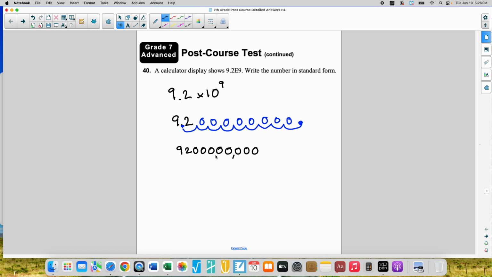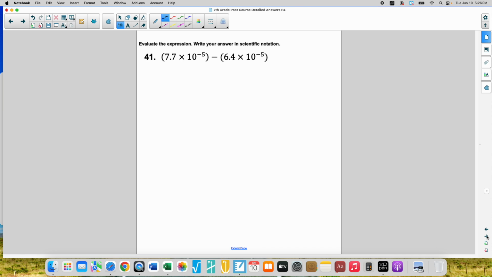And every 3 gets a comma. So that is going to be in standard form. That's written out form. So that is thousand, millions, billion. So that's 9,200,000,000 would be the number. And that's equally as important to know how to read it out.